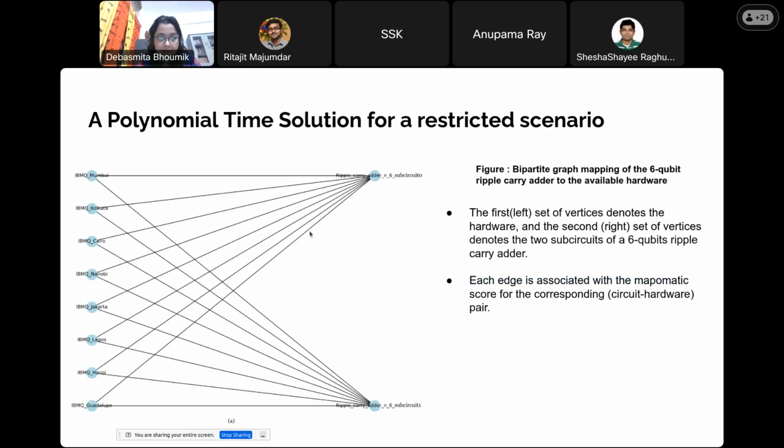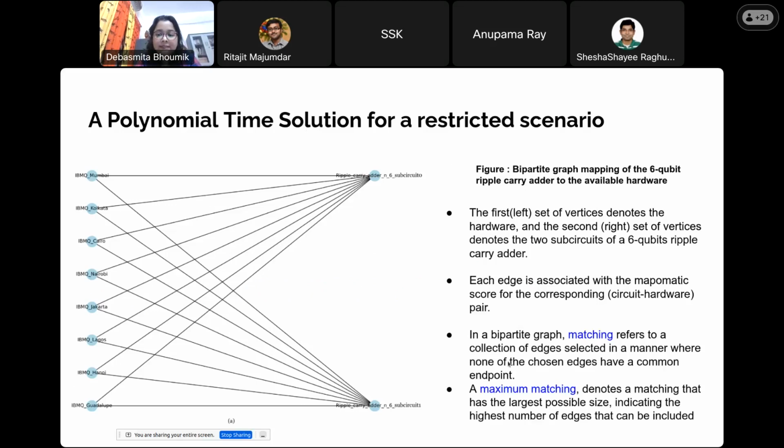In this figure, we can see a bipartite graph. On the left side, there is the set of vertices denoting the hardware, and on the right side, there are the sub-circuits. These are two sub-circuits of a 6 qubit ripple carry adder. Each edge of this complete bipartite graph is associated with the mathematical score we have calculated for the corresponding circuit-hardware pair. Now in a bipartite graph, a matching means a collection of edges selected in a manner where none of the chosen edges have a common endpoint. For example, for the ripple carry adder, if we choose IBM Q Mumbai, then we cannot use any other edges from the ripple carry adder and any other edges extending from IBM Q Mumbai. That is matching. Now a maximum matching denotes a matching that has the largest possible size, indicating the highest number of edges that can be included.